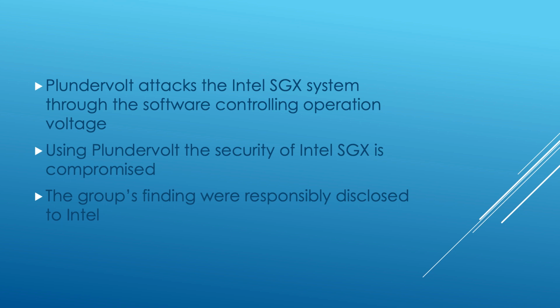So a little bit about what Plundervolt does. It's a software-based attack, but it has hardware results, right? We're affecting the voltage, but they're using software to do so. They attack the Intel SGX system, and they're controlling the operation through voltage. Because of this, they're effectively able to compromise the security of Intel SGX and extract information and other things like that. And again, they were able to disclose that information to Intel, which was really important for them.